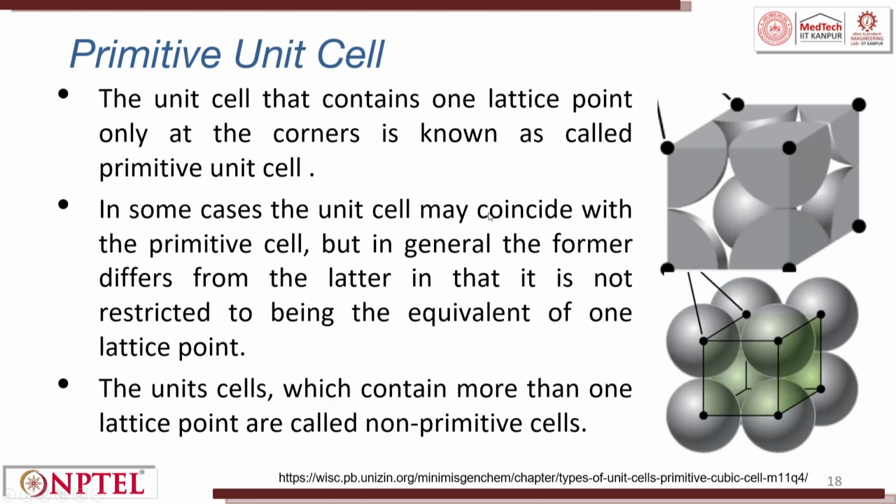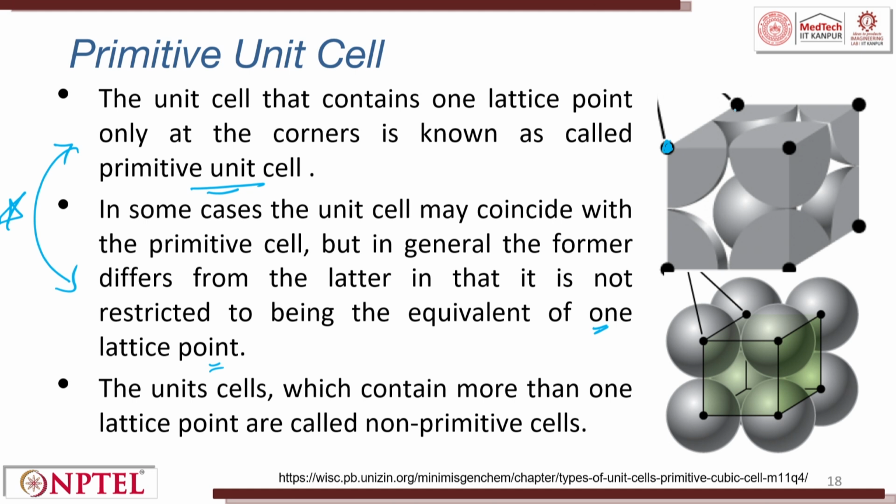The primitive unit cell is the unit cell that contains one lattice point only, at the corner. In some cases, the unit cell may coincide with the primitive cell, but in general, the former differs from the latter in that it is not restricted to being the equivalent of one lattice point. So these two definitions, or clarity, is important.